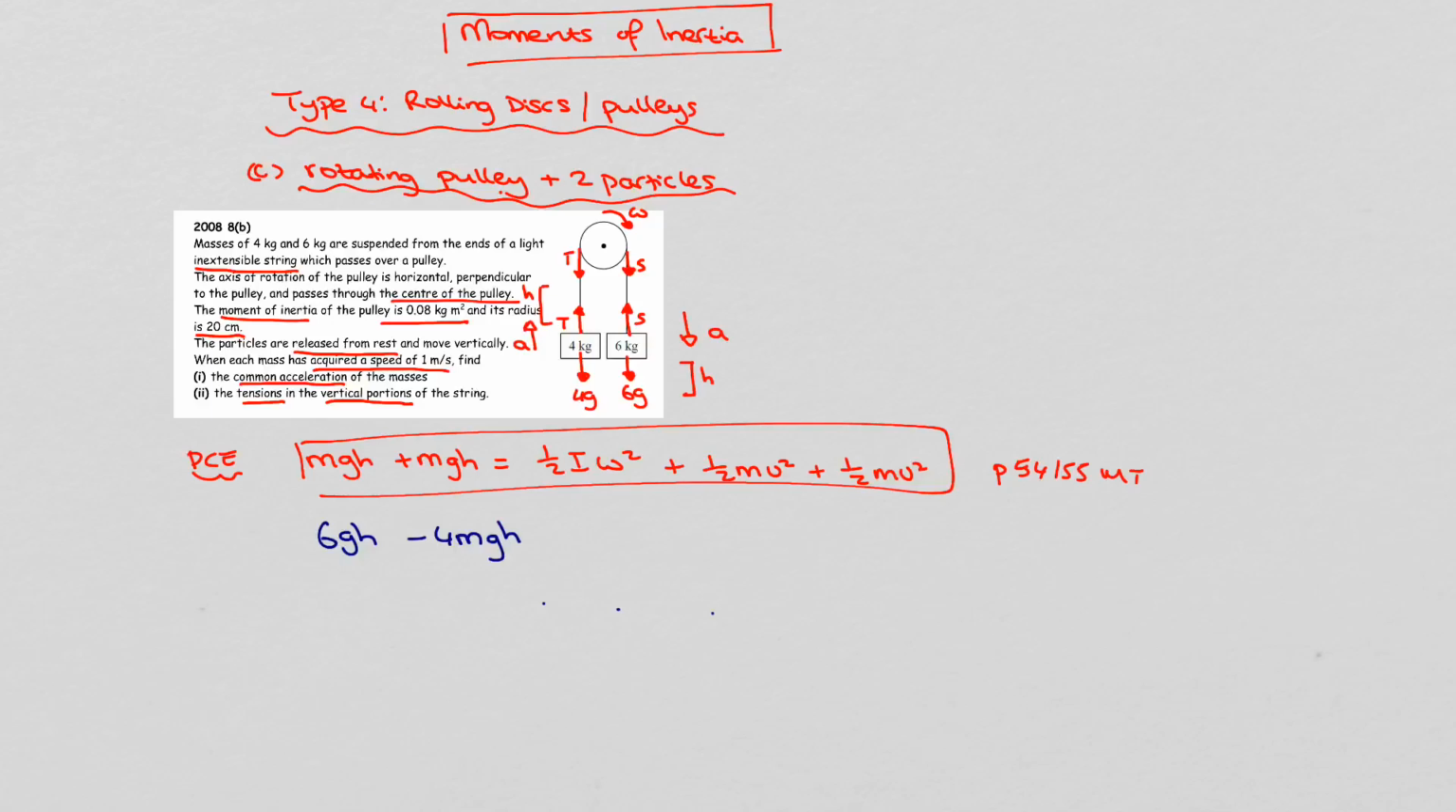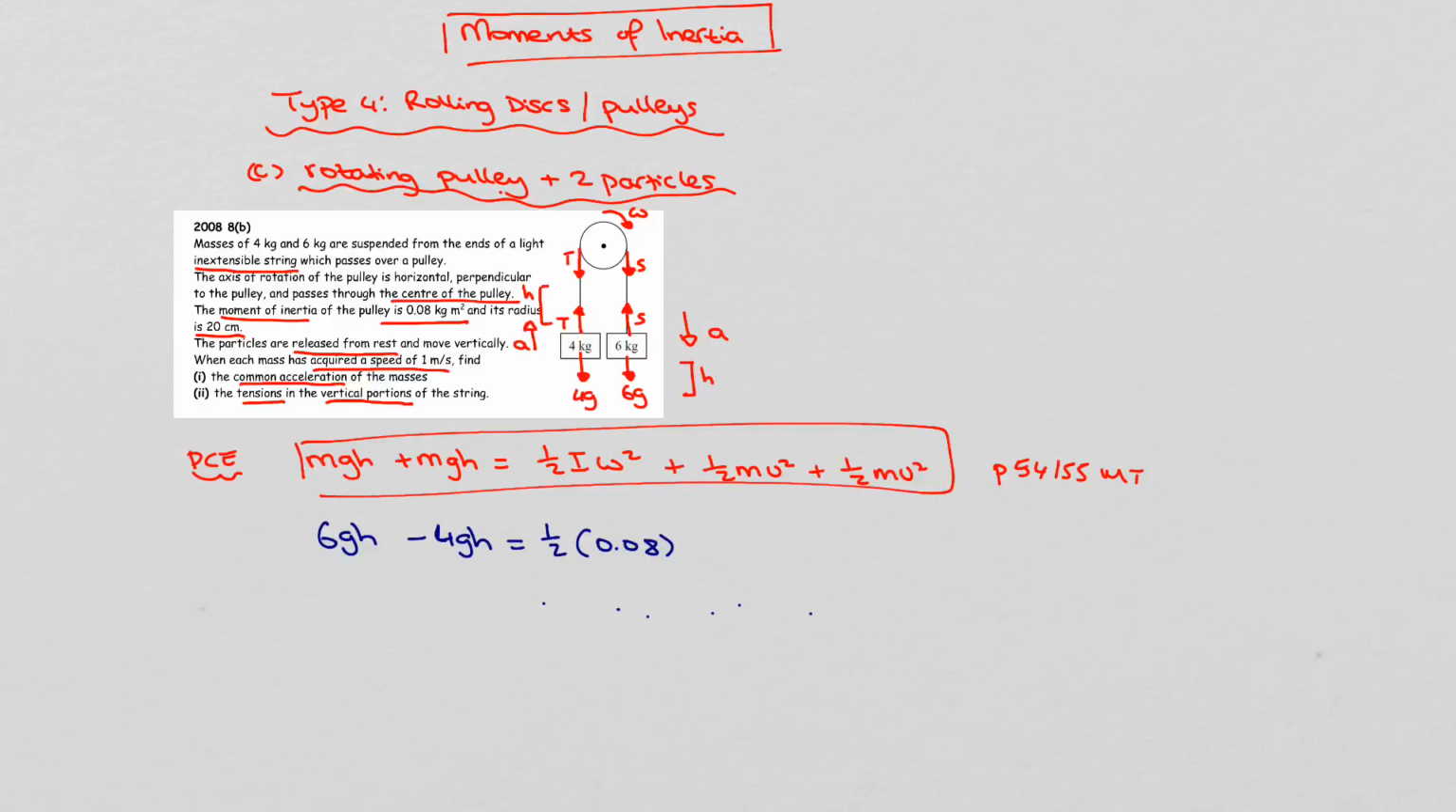Sorry, I shouldn't be putting in an m there, as we're not knowing the masses. So we have 4gh, I should say there, sorry. And then we're going to have our moment of inertia. So rather than working it out, we were actually given it this time, and we saw that that was 0.08 kilograms per meter squared.